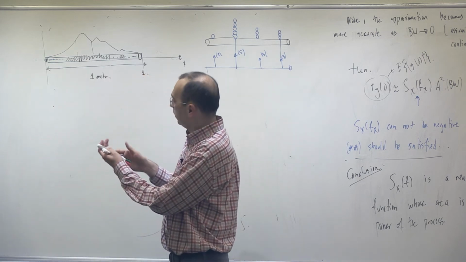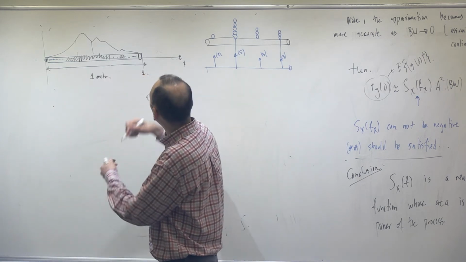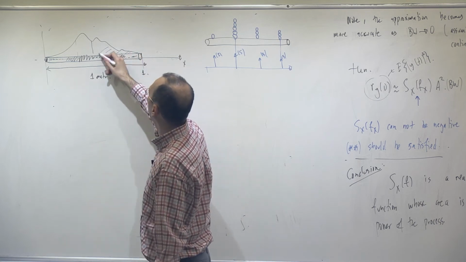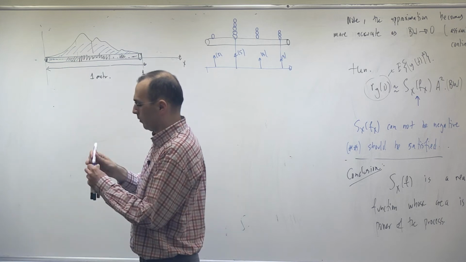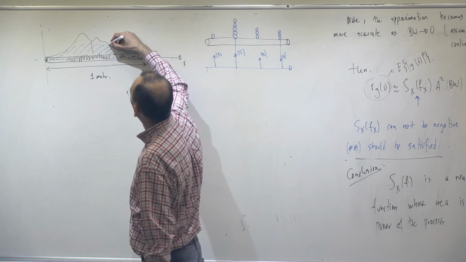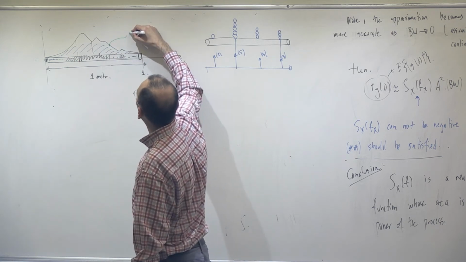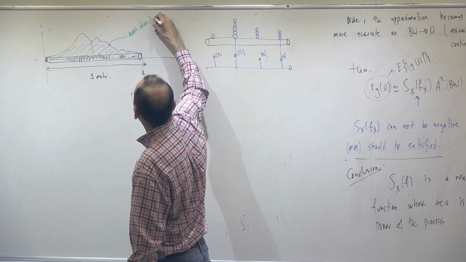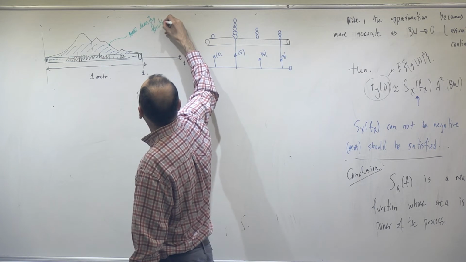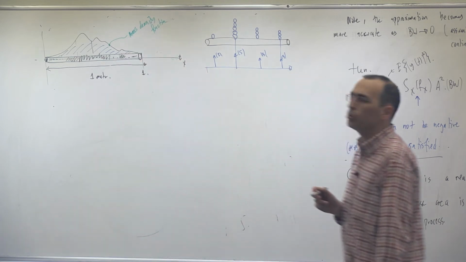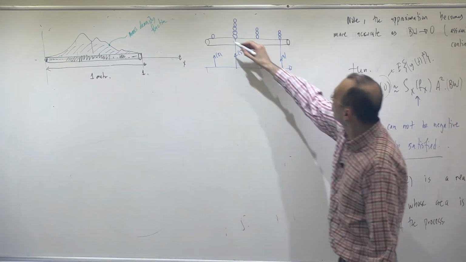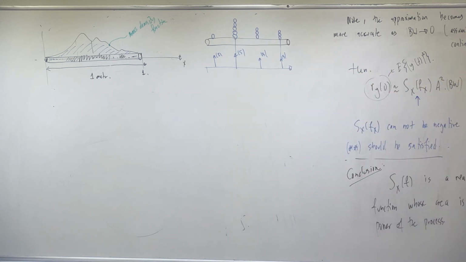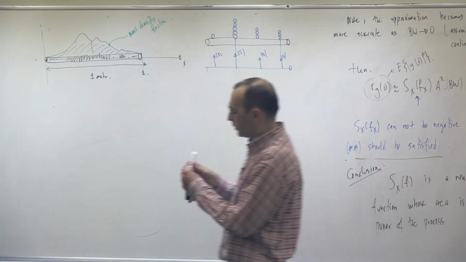So what is the total mass? The area under this function, this mass density function, is the total area, which becomes the total mass. Or the summation of this becomes the total mass, 12 units. So how about this?